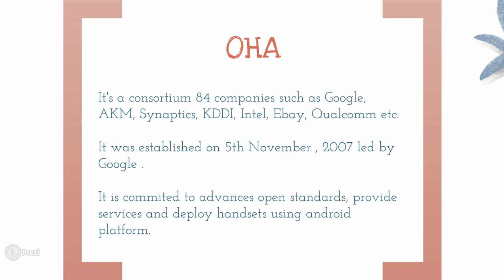It was established on 5th November 2007, and it is committed to advancing open standards, providing services, and deploying handsets using the Android platform. Simply put, Google is going to take support from all these companies. Intel, eBay, Qualcomm, all these companies are leaders in different areas, so Google is going to take help from them to make this Android platform.